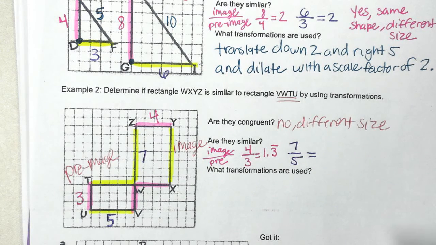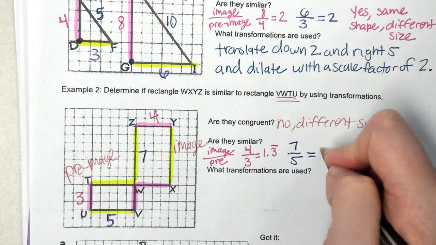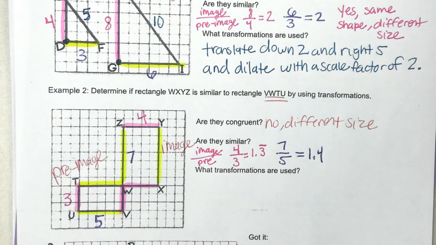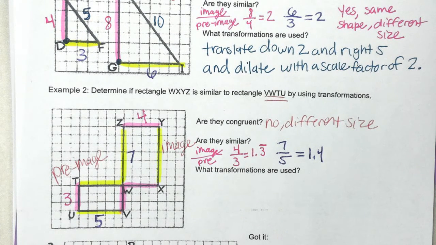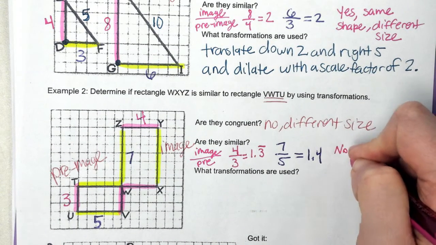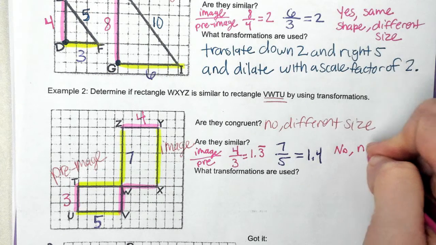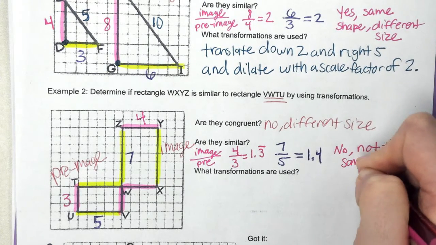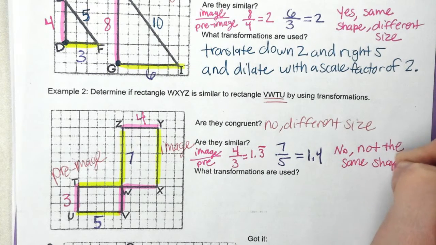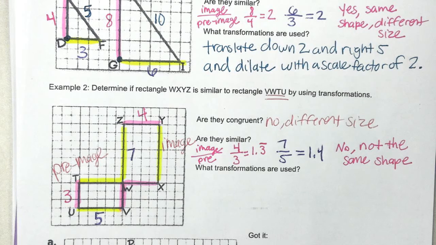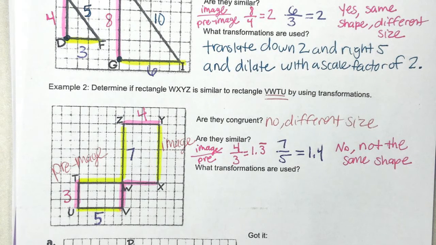Guys, if you do 7 divided by 5, you get 1.4. Are those the same numbers? So what does that mean? It is not the same. They are not similar. Very good. So we're going to write no, and it's that they are not the same shape.